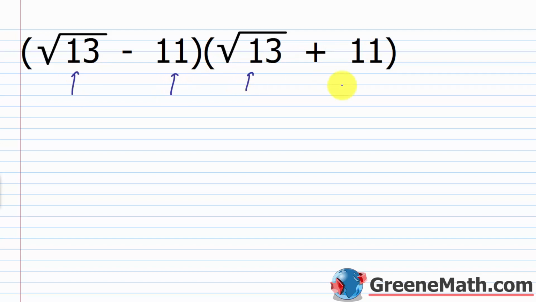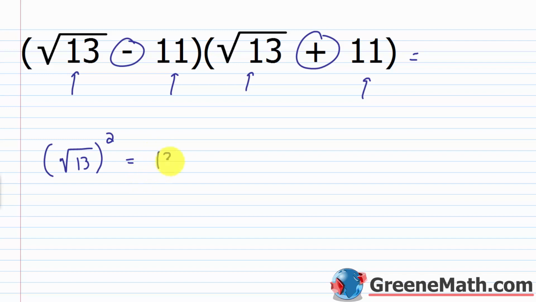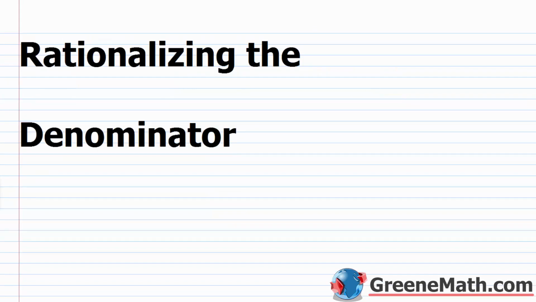You have the same term here and here, and you have opposite signs, a plus and then a minus. So all I need to do, I know the two middle terms will drop out. I just need to square the first guy. If I square the square root of 13, this would give me 13, okay? So I would have 13, and then minus, if I square 11, I get 121. So what is 13 minus 121? That's going to be negative 108, okay? Negative 108.